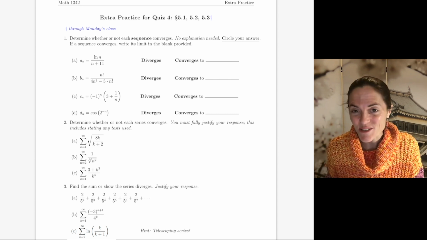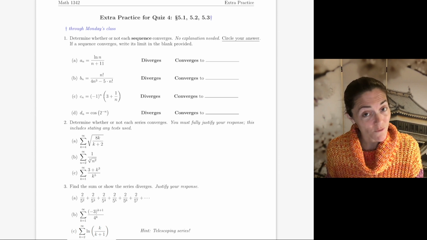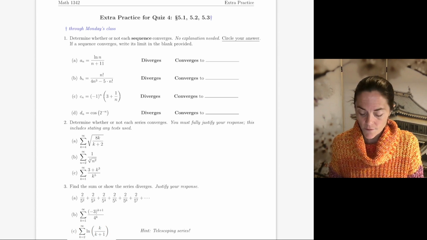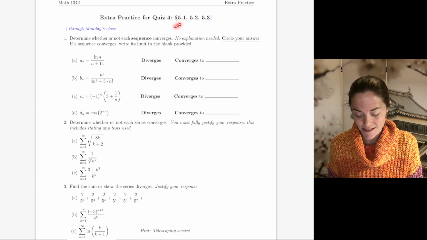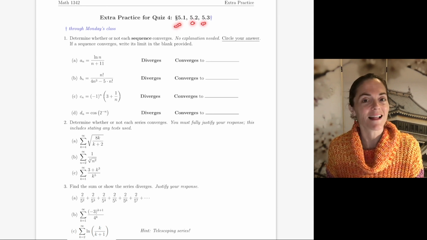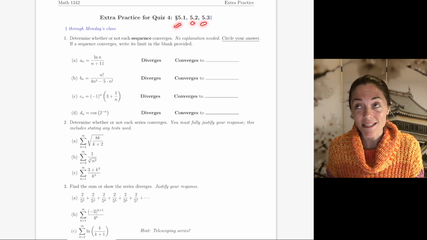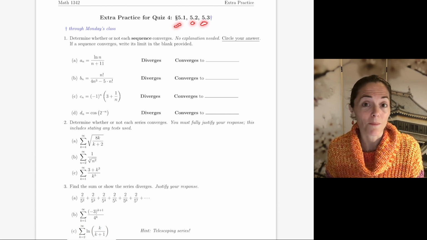Hello, Calculus 2, Math 1342. This is extra practice for quiz 4. Quiz 4 covers sequences, introduction to series, and then just through Monday's class of 5-3. 5-3 is non-negative series and has so many tests, but this quiz just goes through Monday's class.